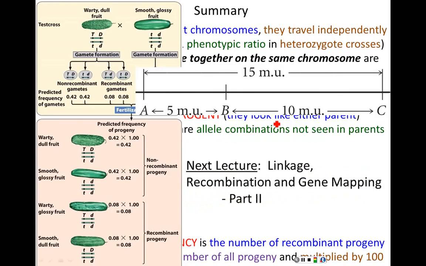Now in the next lecture, we're going to continue to build on these concepts, and we're going to talk about what happens with linkage, recombination, and mapping when you are so far apart that you do get a lot of these double crossover events. They're called 3-point crosses. So the next lecture is going to be all about 3-point crosses.